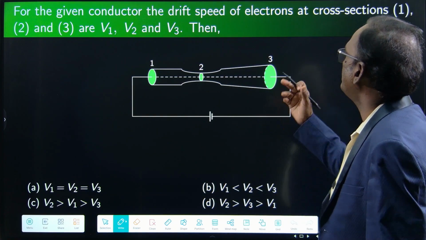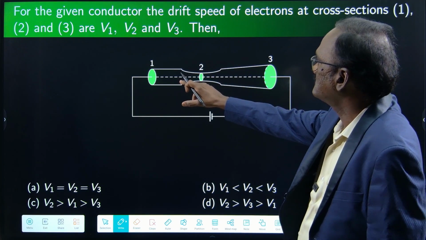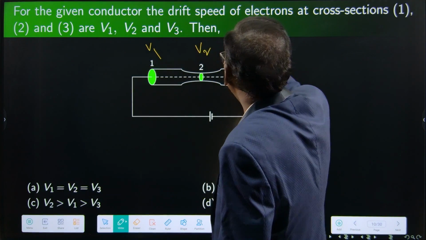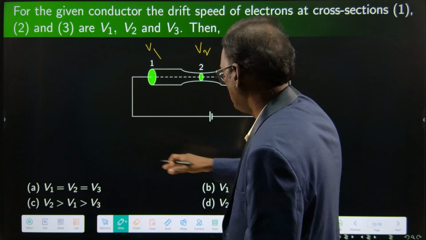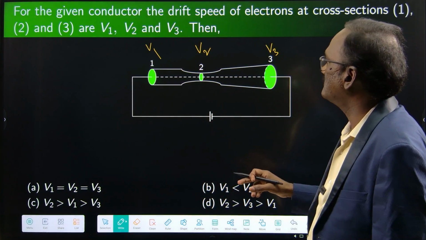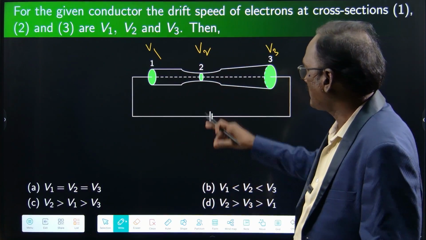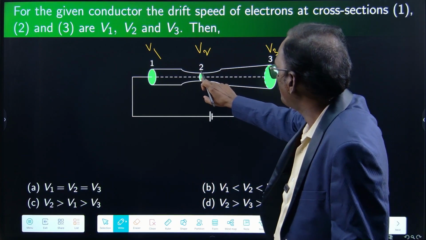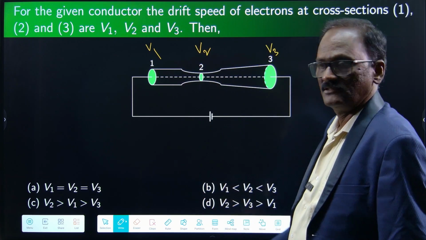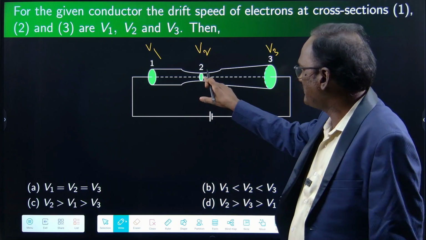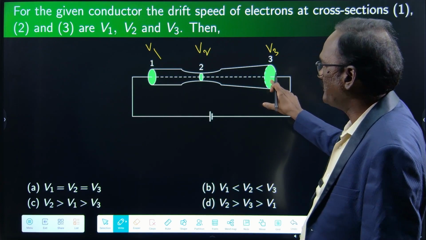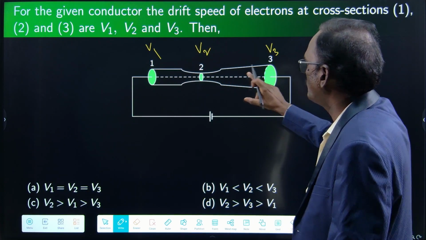For the given conductor, the drift speed of electrons at cross section 1, 2 and 3 are V1, V2, V3. Then which of the given options is best suited? Similar to the same problem. Cross sectional area determines the speed. This is very small area of cross section. They have to move fast. More speed, less speed. This is in between 2 and 3.